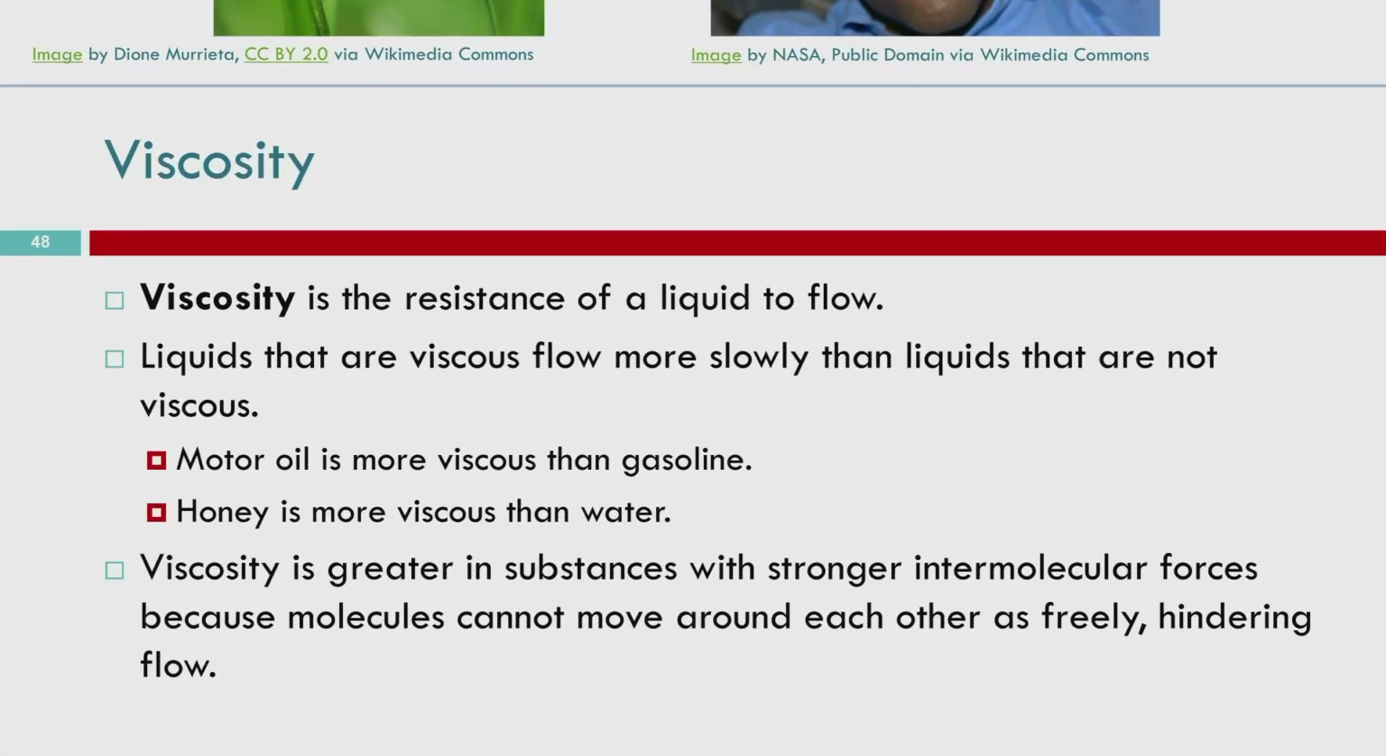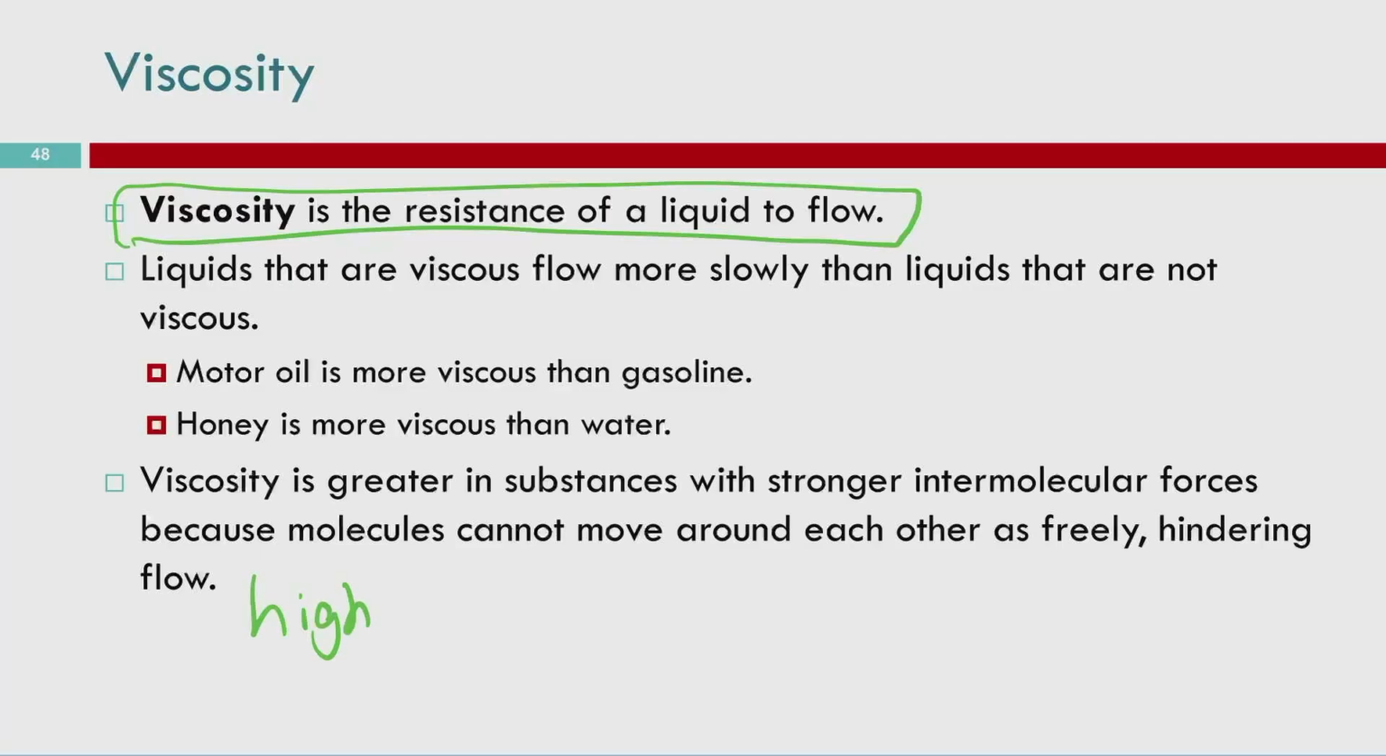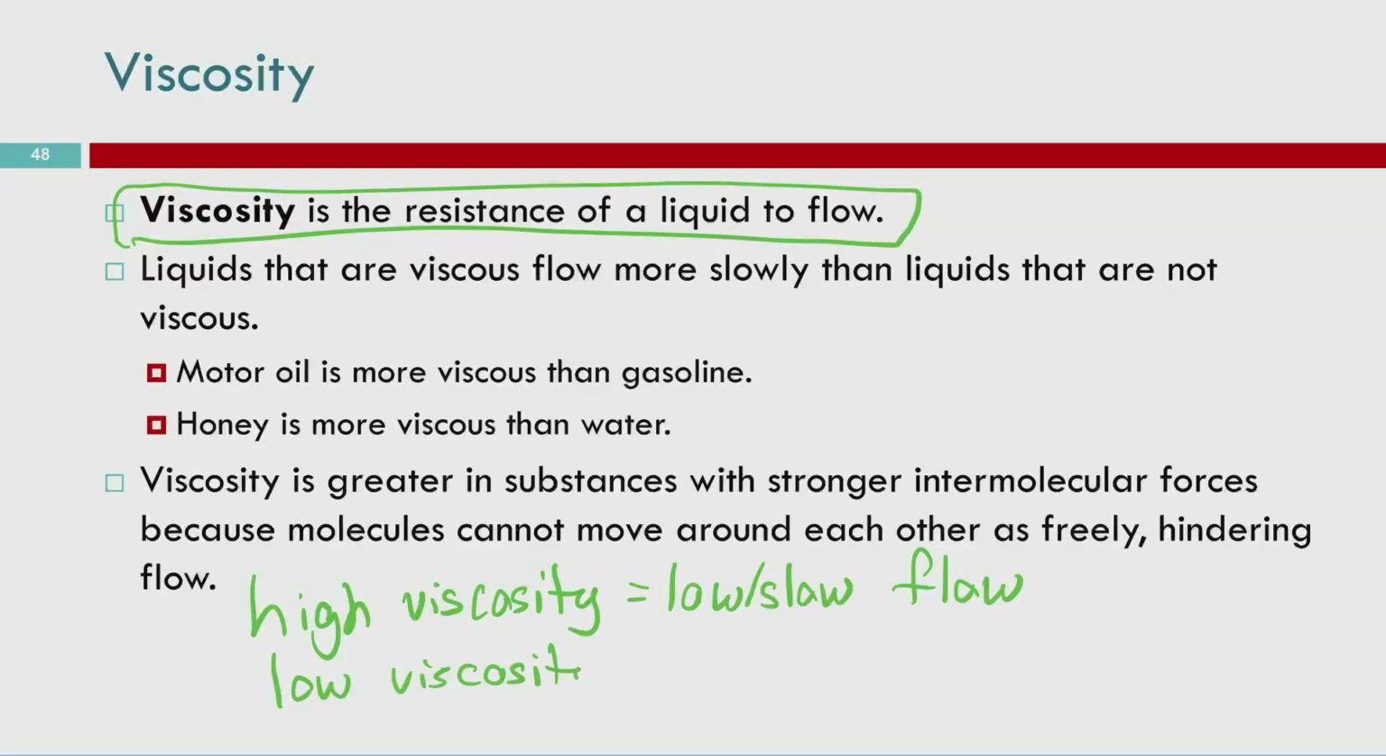One of the other things that comes out of intermolecular forces is viscosity. Viscosity is the resistance of a liquid to flow. High viscosity means low flow. Low or slow flow. So things like motor oil are more viscous than gasoline. So think about nonpolar liquids. Honey is more viscous than water. Low viscosity will be high flow or fast flow.